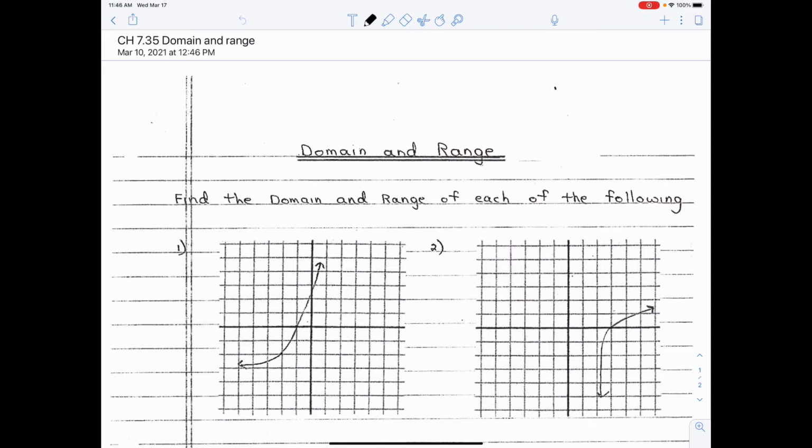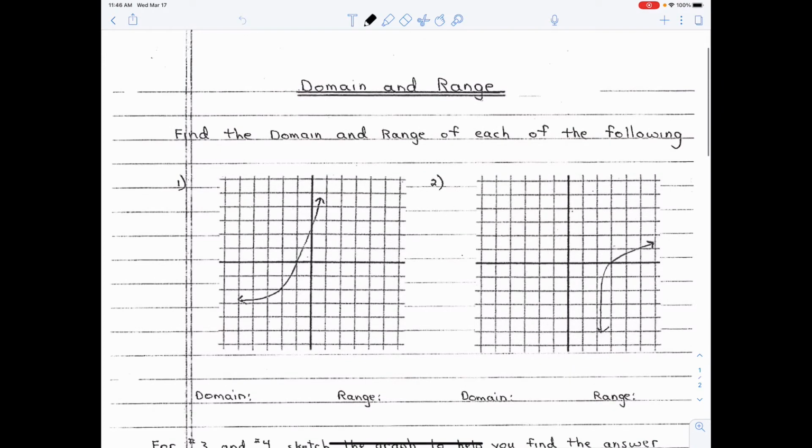Finding domain and range. Remember, to find the domain and range of a graph, you use a vertical line for domain and a horizontal line for the range. On a domain, you use a vertical line and move it from left to right. For range, use a horizontal line and move it from bottom to top. That's very important, bottom to top.